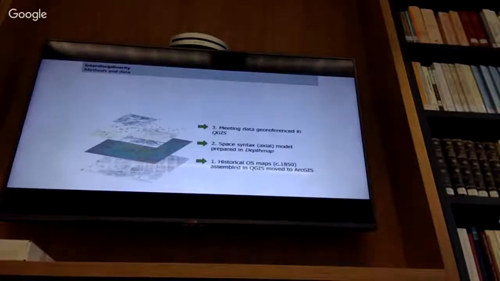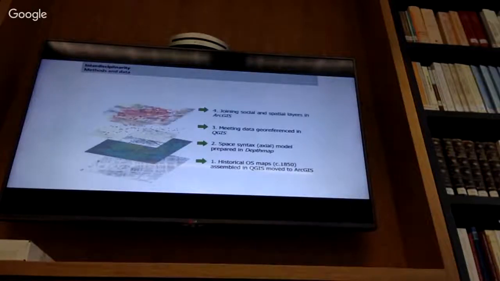Georeferencing my meetings data, so those spreadsheets. Again, I did a lot of those addresses by hand because of that problem of these streets not existing anymore. And then layering it all together, and joining it all together, which seems like a simple process from this diagram, but there are lots of glitches and things that you need to sort out.